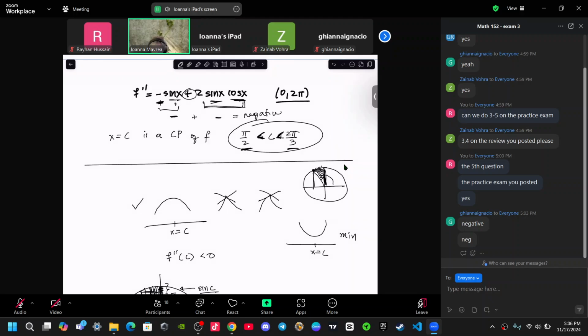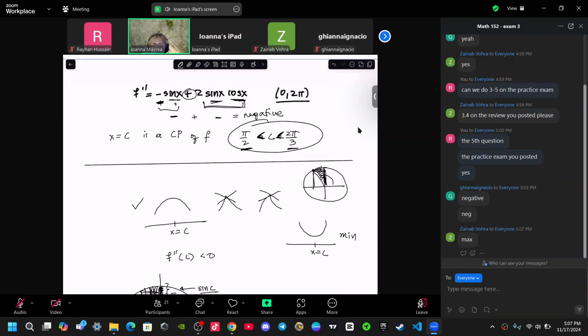So if the answer is negative, then you know for sure the second derivative is telling you at this point where you have a critical point, the function is concaving down, right? Second derivative negative means you have concavity downwards. So that means right there you have what kind of critical point? Maximum.